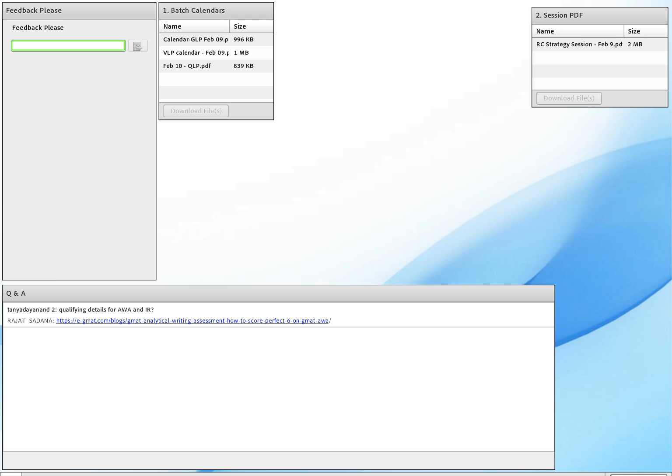Do IR and AWA get validated? AWA gets validated. IR is just, if there's a correct answer, there's an incorrect answer. But AWA goes to an automated checker, and then a human checker, and if they conflict, then another human checker takes a look at the score. That's how the AWA score gets validated.